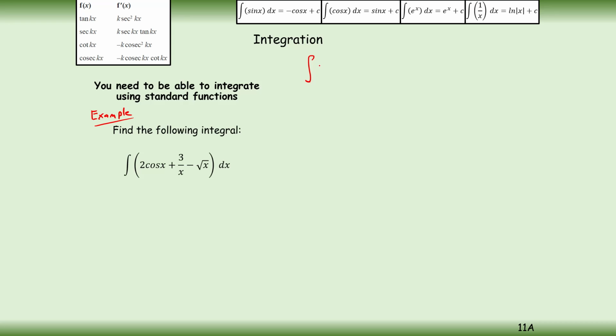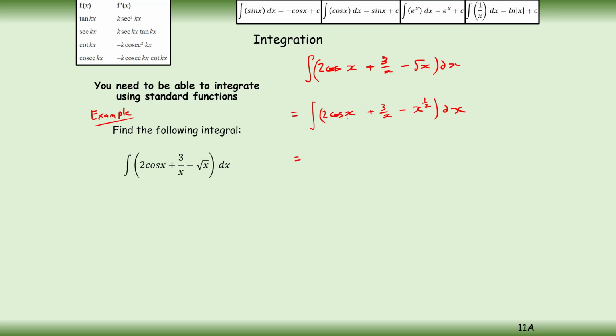So we've got the integral of 2 cos x plus 3 over x minus the square root of x with respect to x. Now, I can simplify that square root of x to make it easier to integrate. So that's going to be the integral of 2 cos x plus 3 over x minus x to the power of a half with respect to x. And we go term by term integration.